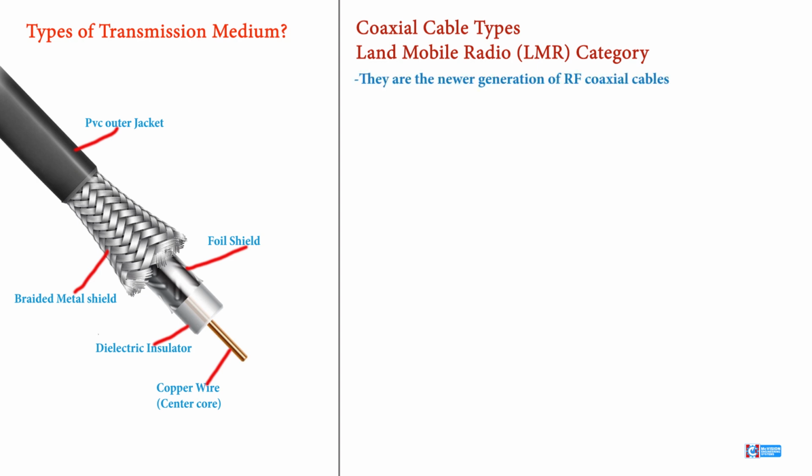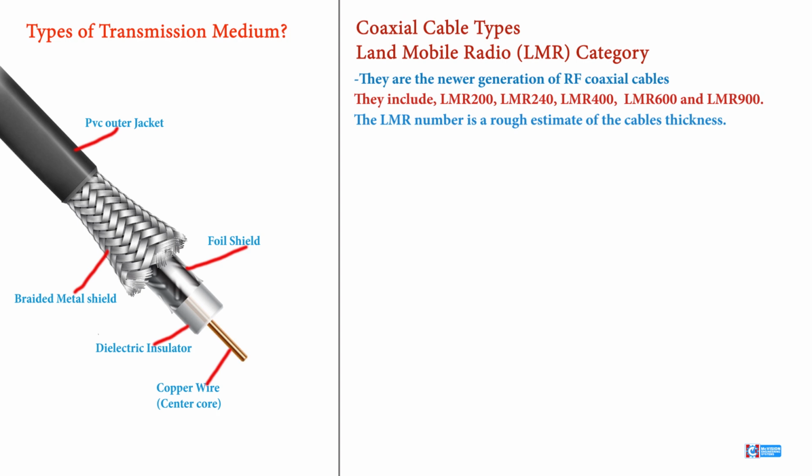Now, talking of the LMR coaxial cables. These coaxial cables are the newer generation of RF coaxial cables. They are used as transmission lines for antennas on missiles, airplanes, satellites, and other communications. These types include LMR 200, LMR 240, LMR 400, LMR 600 and LMR 900. The LMR number is a rough estimate of the cable's thickness.